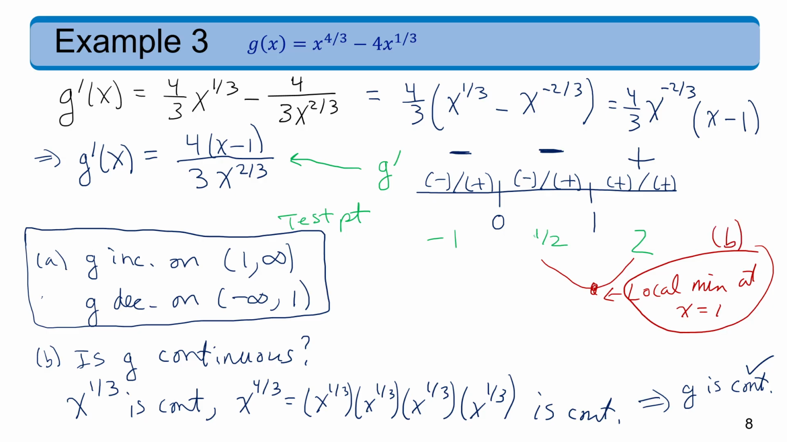We could find the y coordinate if we wanted. Wouldn't be very hard. The value of this local min would be g evaluated at 1. And you see the formula for g up at the top, so it would be 1 minus 4, which is negative 3.